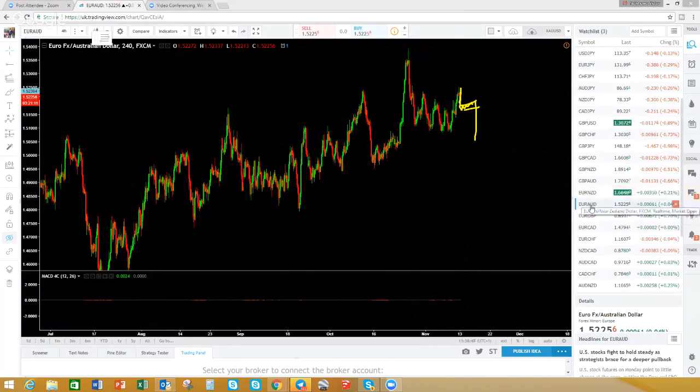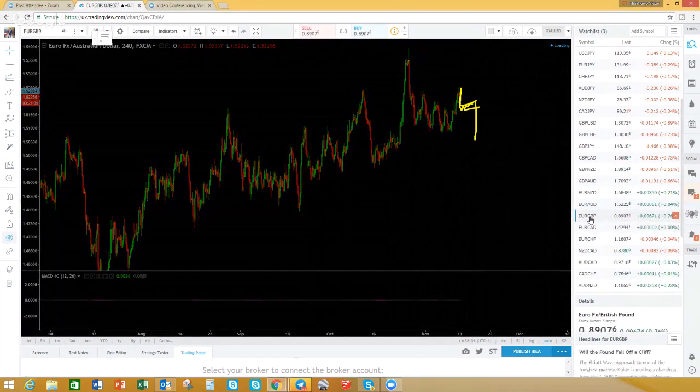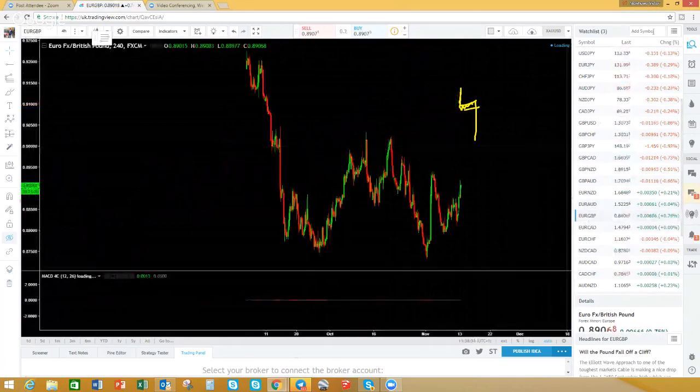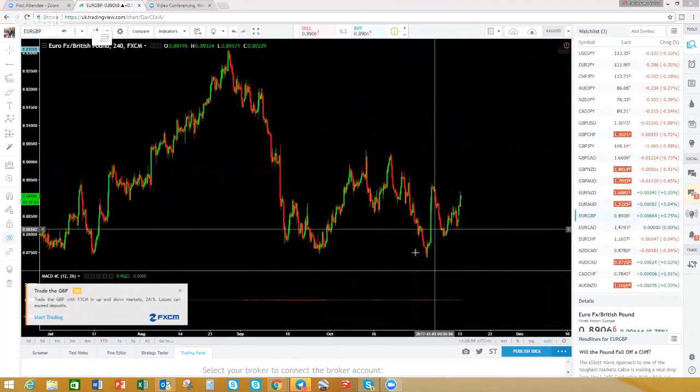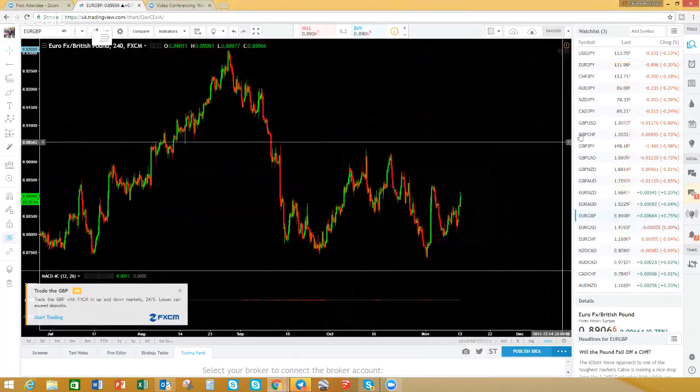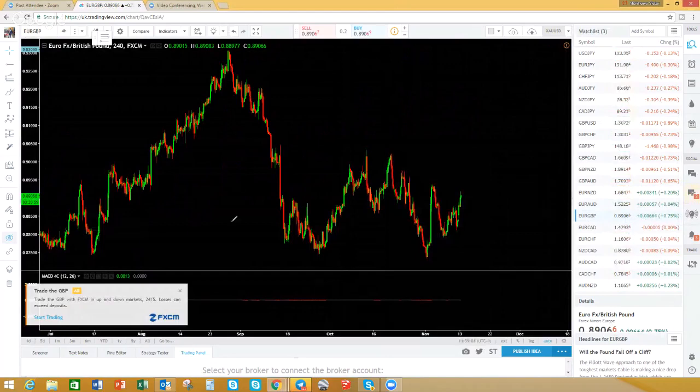So we've done Euro New Zealand, Euro AUD. Let's do Euro Pound. So again here, we had that trade here. We took it right at the top over there. Now it's making this big corrective structure over there.